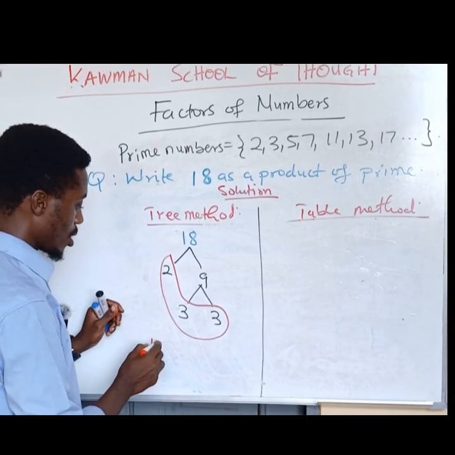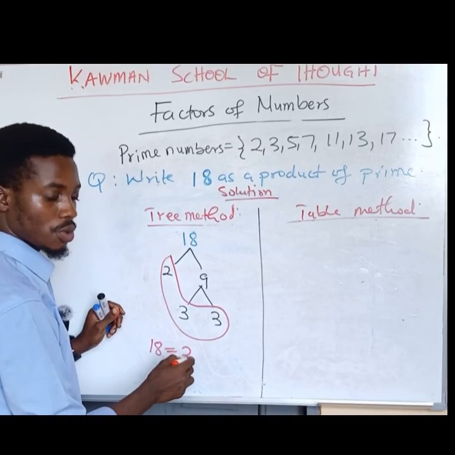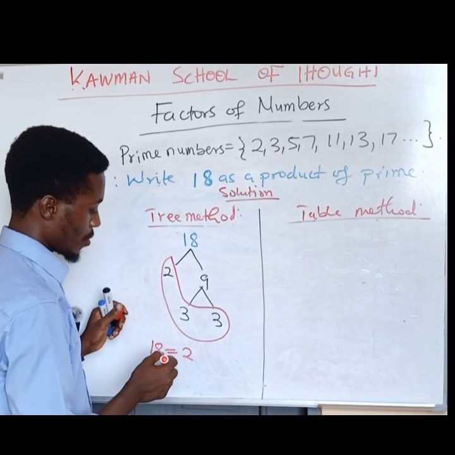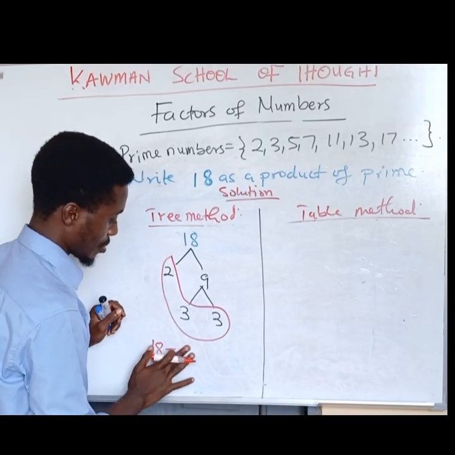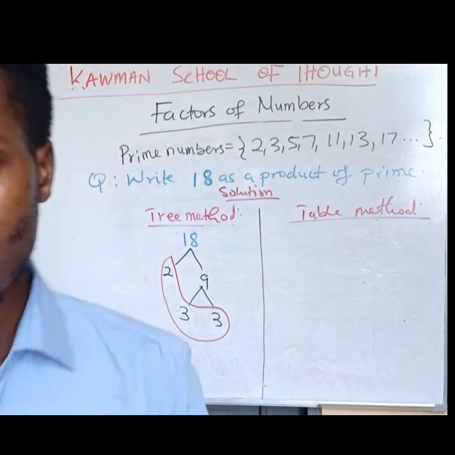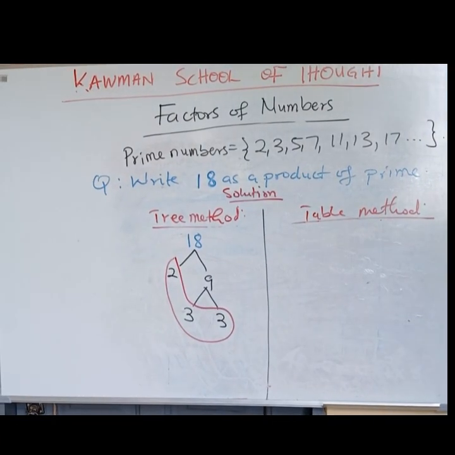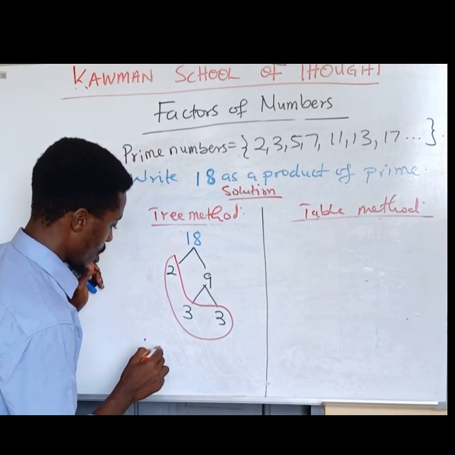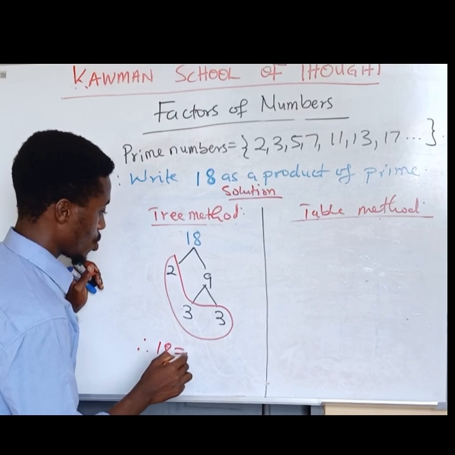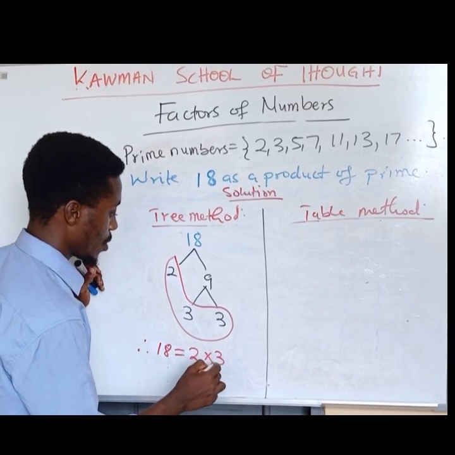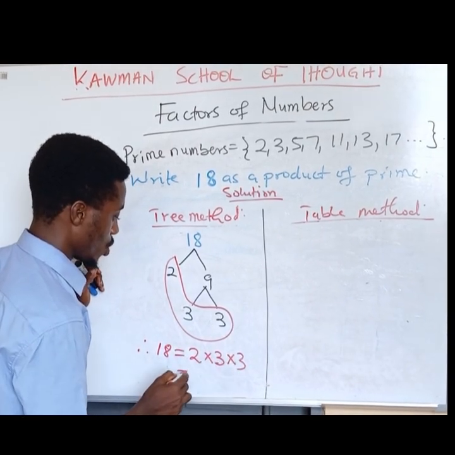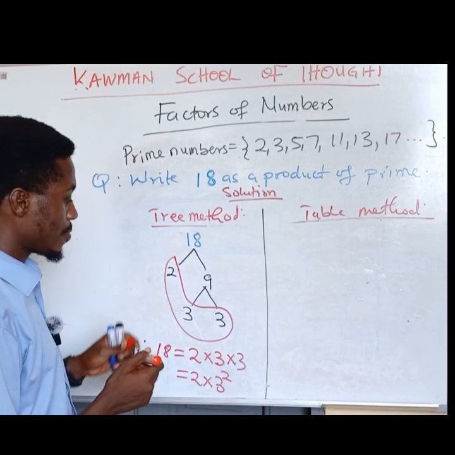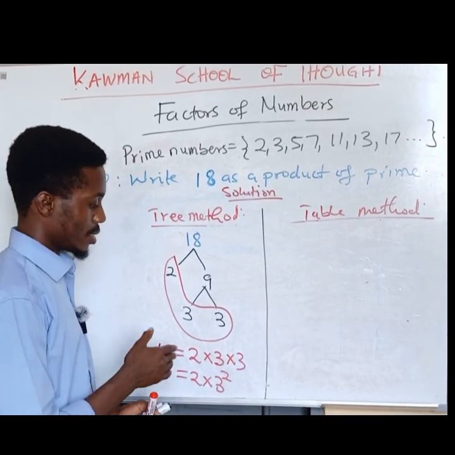Therefore 18 is going to be equal to 2 times 3 times 3, which is equal to 2 times 3 raised to the power 2. Okay, so that is that.